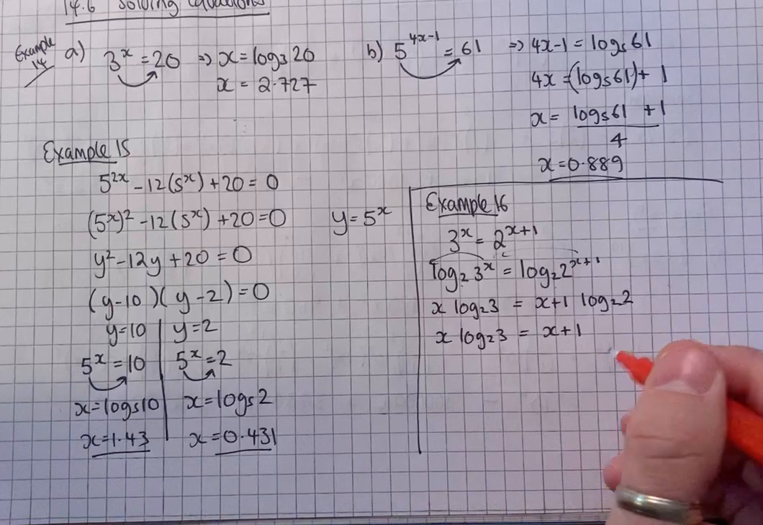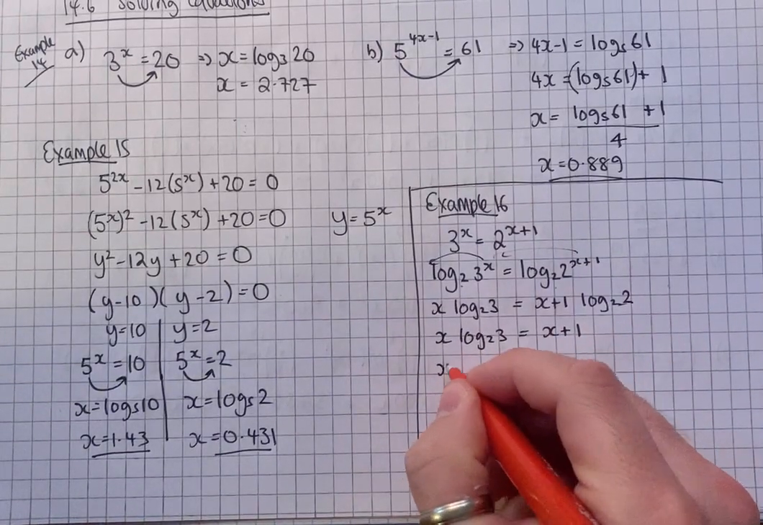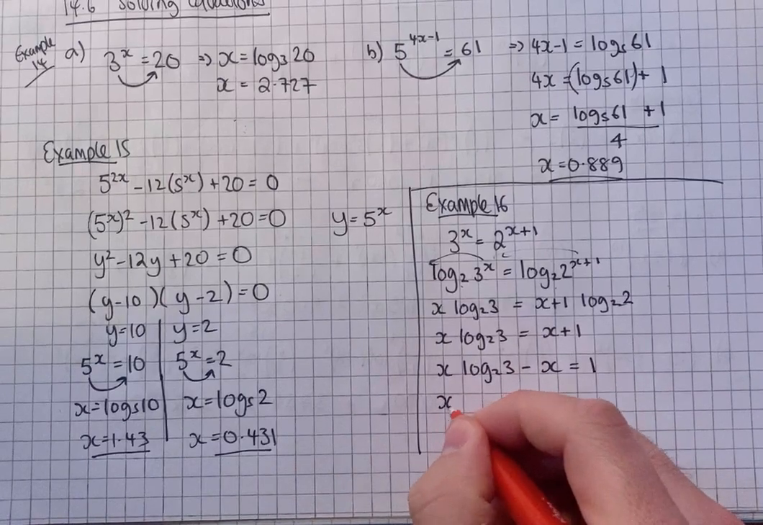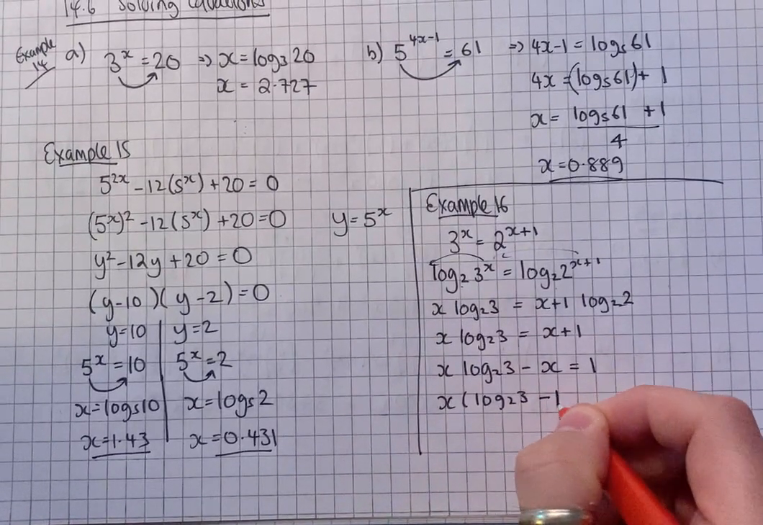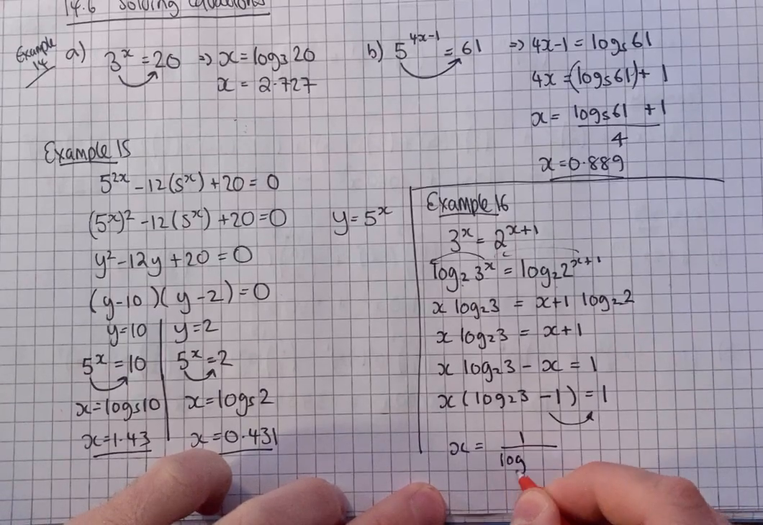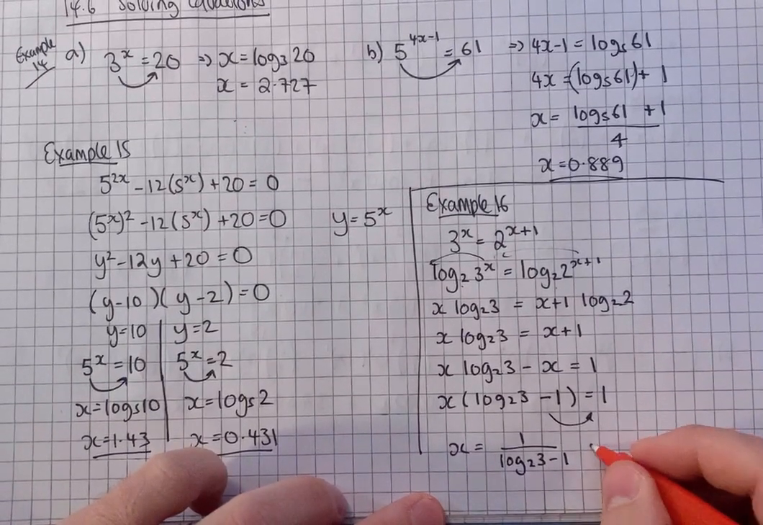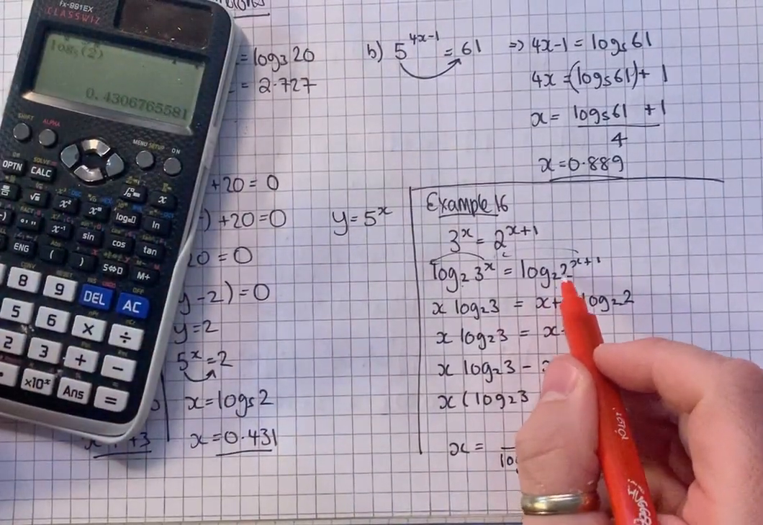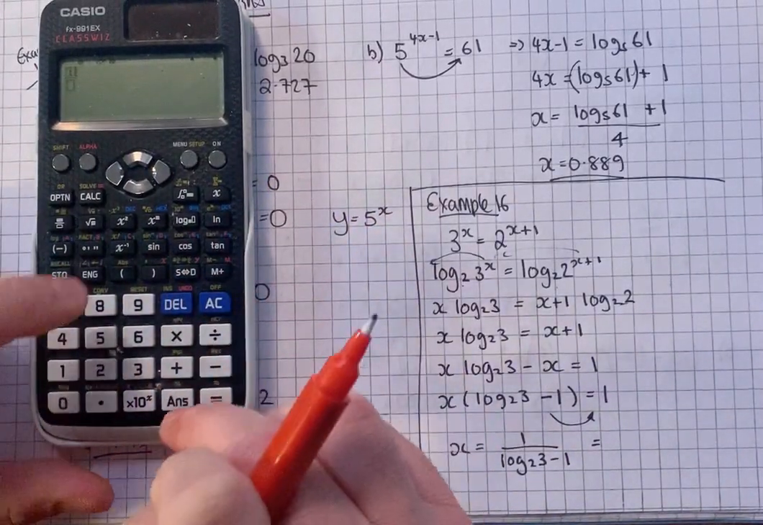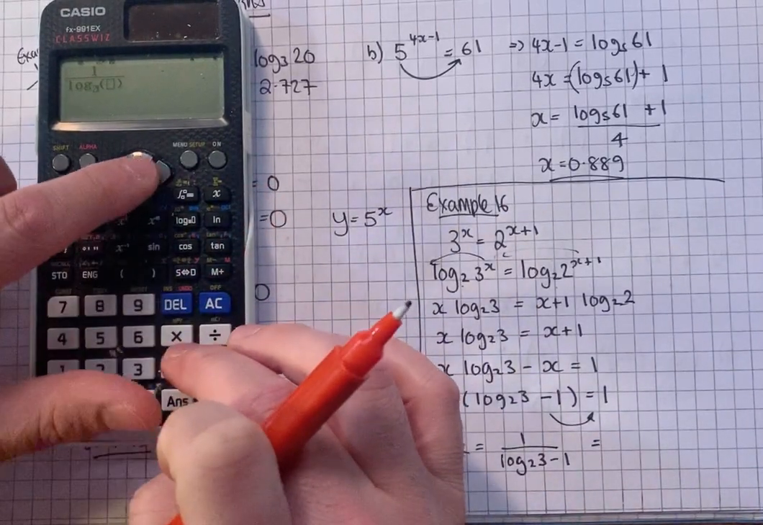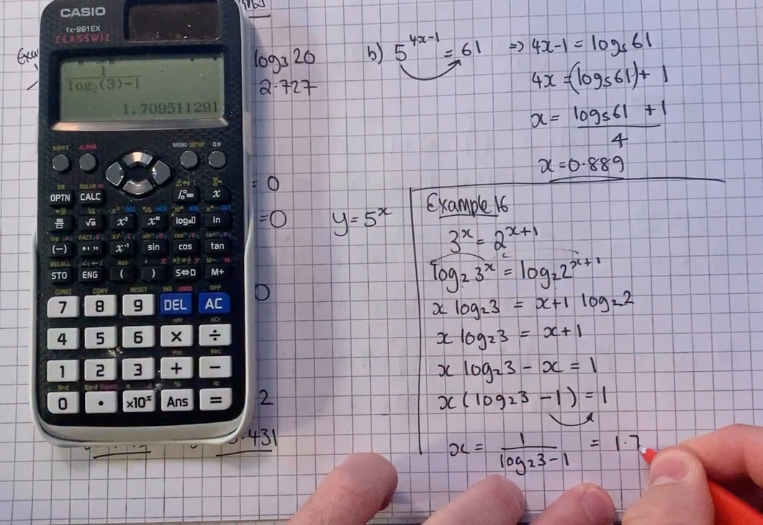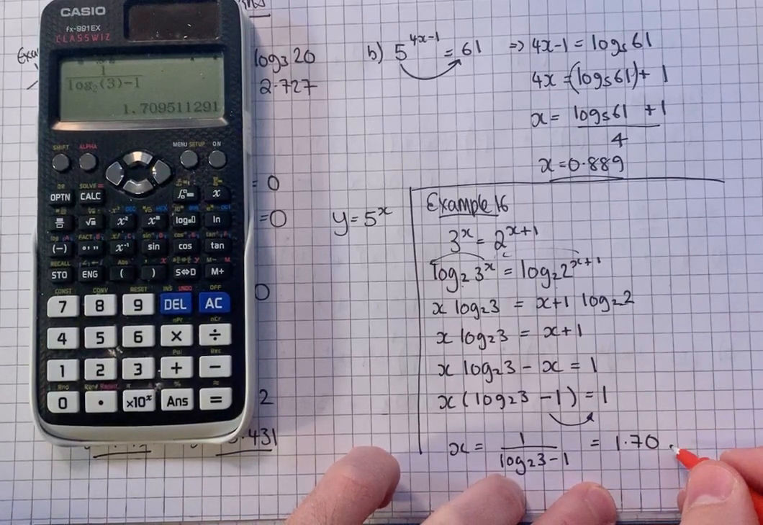I'm now going to bring this x over as subtract. I can now factorise x out. And then that comes across as divide. Now that only worked out a little bit more easily because by chance I picked log to the base 2 and then those cancelled to give me 1, which was just a fluke. So 1 over... 1.70, what did I want, 4 decimal places, 1.7095.